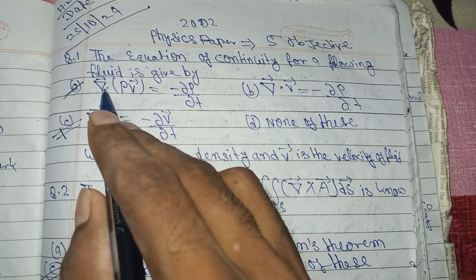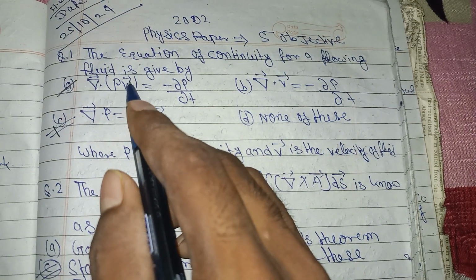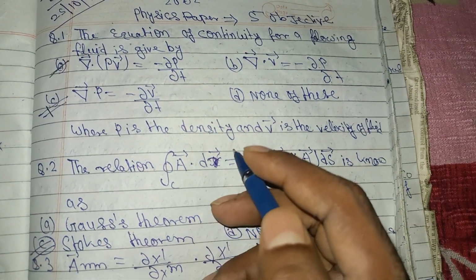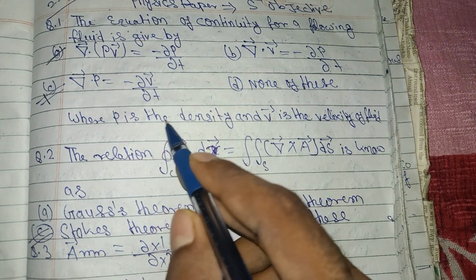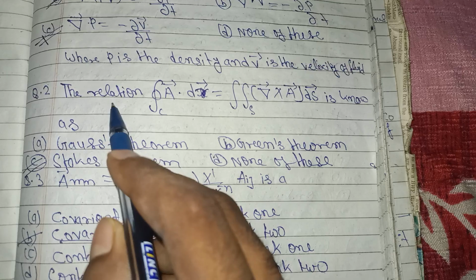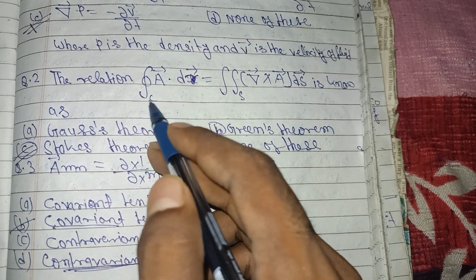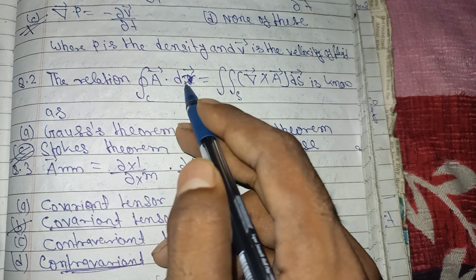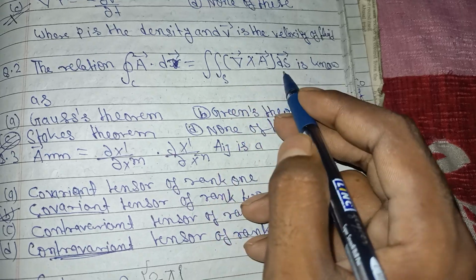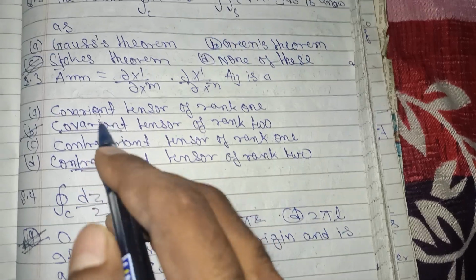So the first answer is del dot (rho v) vector is equal to minus d rho by dt, where rho is the density and v is the velocity of the fluid. And the relation of the integration of closed loop C of vector A dot dl equals the integration over surface S of curl A dot dS is known as... So this is Stokes theorem.